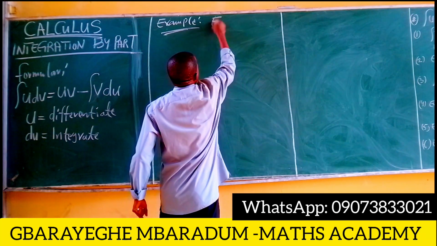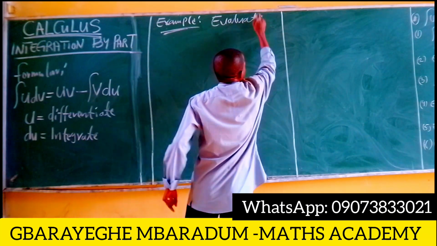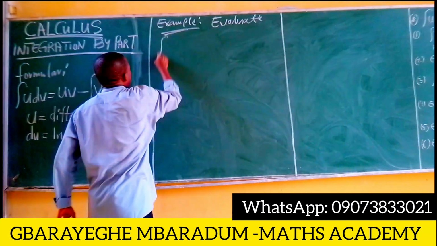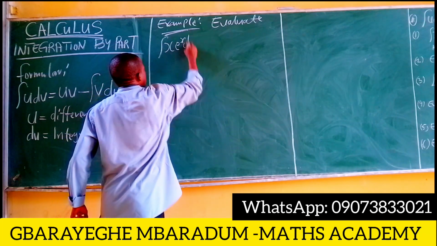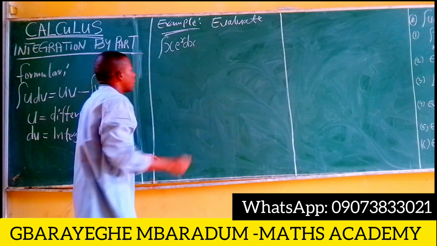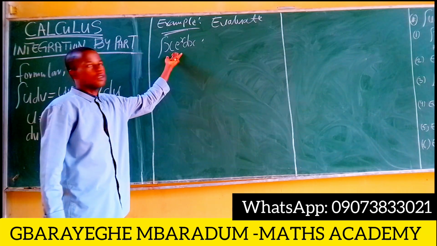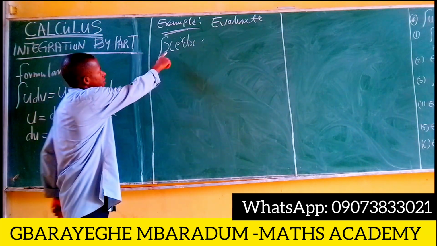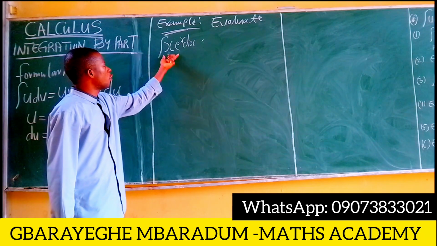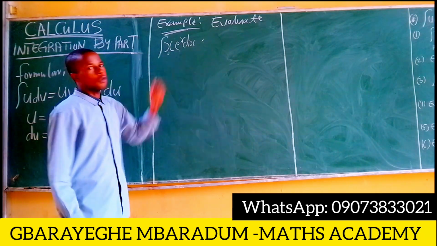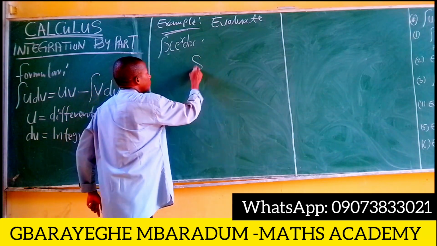We should evaluate the integral of x exponential x dx. Now if you look at the question, see that it is in the form of a product. We have two functions here: x is a function, whereas exponential x is also a function. So since we have two functions being multiplied, we use the method of integration by parts. Let's look at how to evaluate this. Solution.